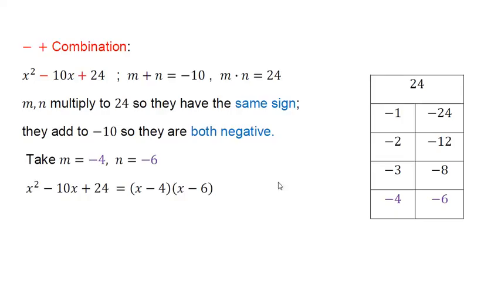So we can take m equals negative 4 and n equals negative 6, or the other way around, and we get the factorization of x squared minus 10x plus 24 as the product of linear factors x minus 4 and x minus 6.